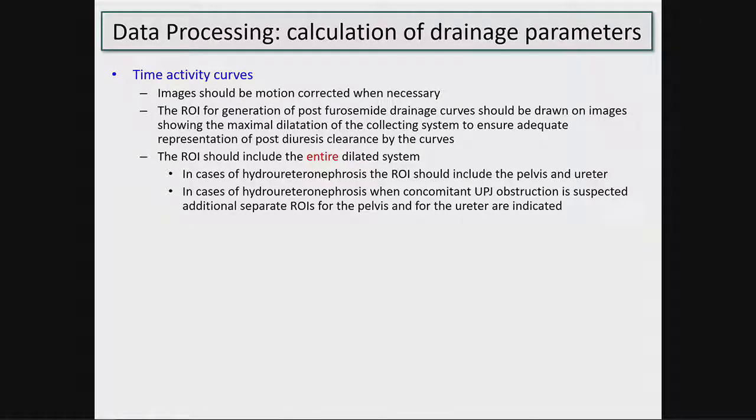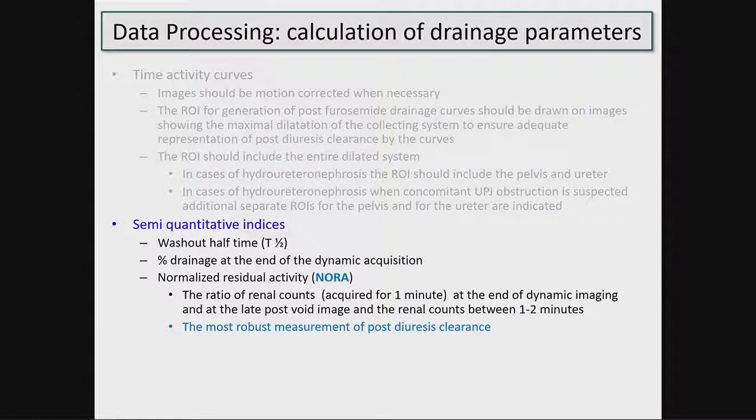In cases of hydroureteronephrosis where you suspect that there might be concomitant UPJ obstruction, it is advised also to draw separate ROIs, one for the pelvis and one for the ureter. As for assessing drainage with semi-quantitative indices, the guideline mentions the well-known washout half time, the T1/2, with no specific recommendations. It mentions the percentage drainage at the end of dynamic acquisition, meaning the remaining activity divided by the peak activity.